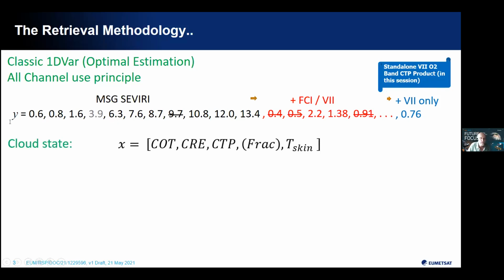So to continue with the optimal estimation, this is the measurement data set. For optimal estimation, we then define a state, which is the cloud state, which is the three basic parameters: optical thickness, effective radius, cloud top pressure. And then there's a sink variable, which is the temperature of the surface skin, and a cloud fraction, which I put in brackets because we clamp that to a value of 1. We never allow the cloud fraction in a pixel to be less than 1.